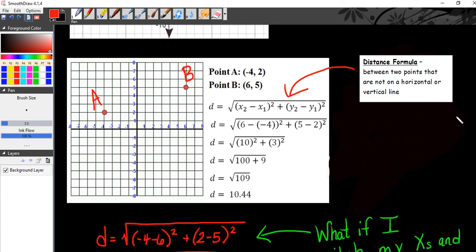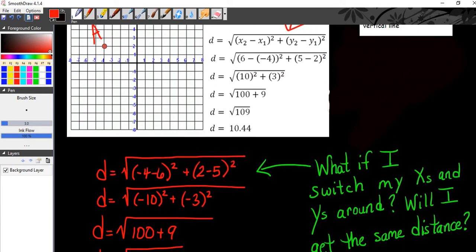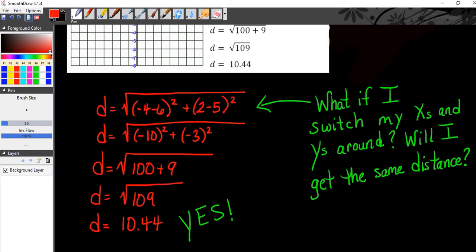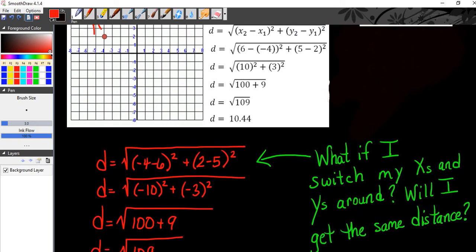So some of you might be wondering, how do you know which one is x2 and which one is x1? It really doesn't matter. So down here I actually switched my x's around to show you, what if I switch my x's and y's around? Will I get the same distance? So this time, let me show you both of them.